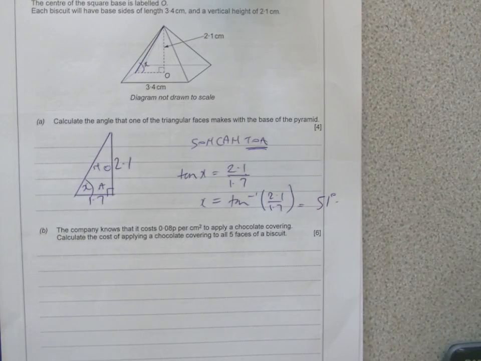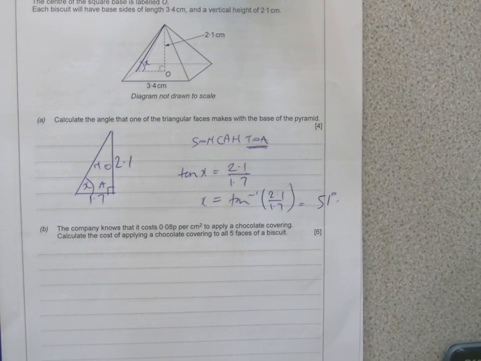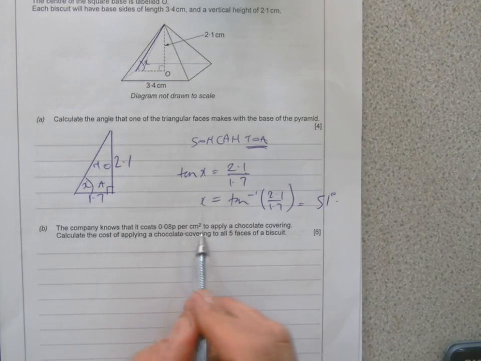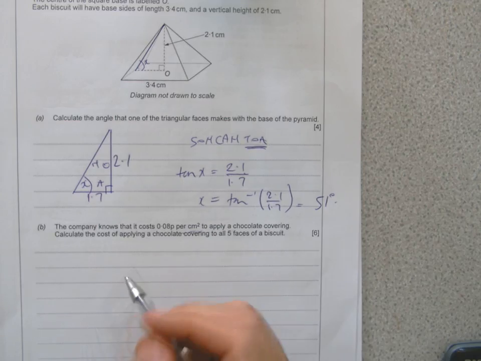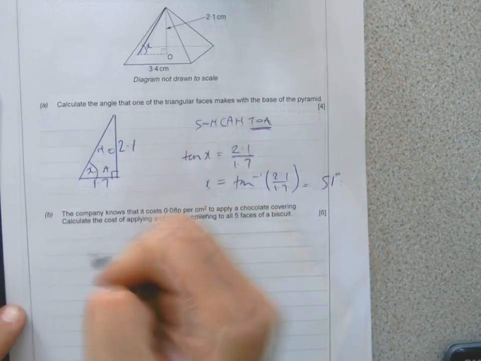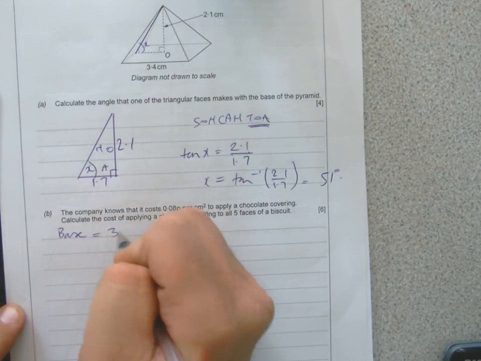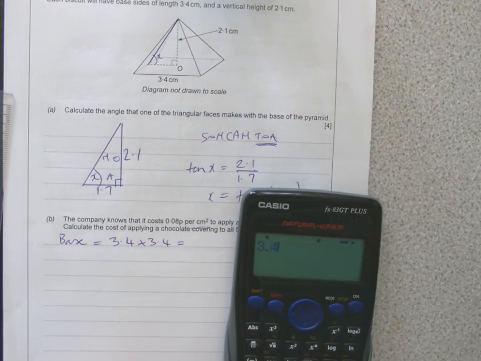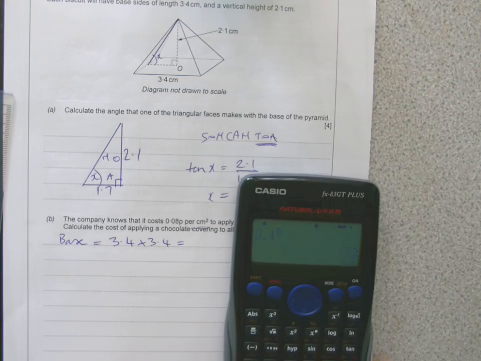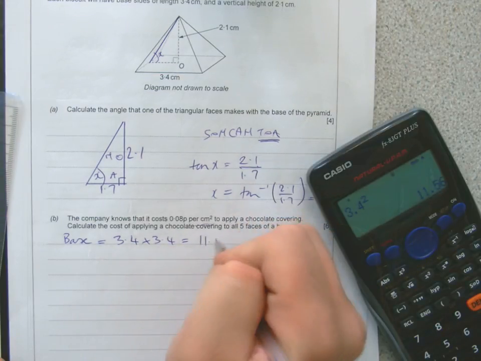So then it says the company knows that it costs 0.08 pence per centimetre squared to apply a chocolate covering. Calculate the cost of applying a chocolate covering to all 5 faces of the biscuit. So because we're going to cover the whole side, we need the area, don't we? And it says here how much it is per centimetre squared. We need the area of each of these faces. Okay, and in order to get the area, we need to consider the shapes that we've got. Now the base is easy, isn't it? Because the base will be a square. So write that down, 3.4 times 3.4. That will be the base area, because it's a square, so 3.4 squared, actually. And you get 11.56. That bit's easy, the area of the base.